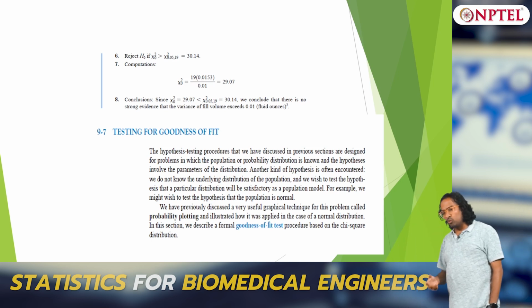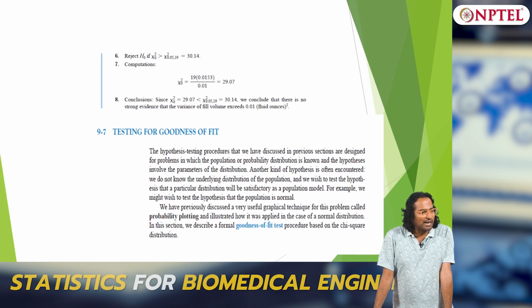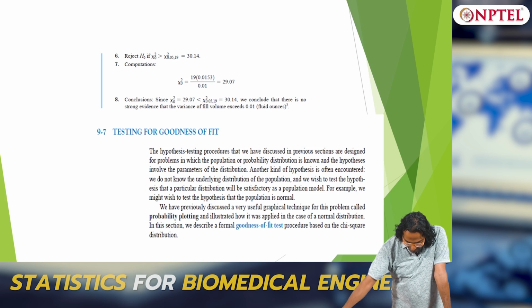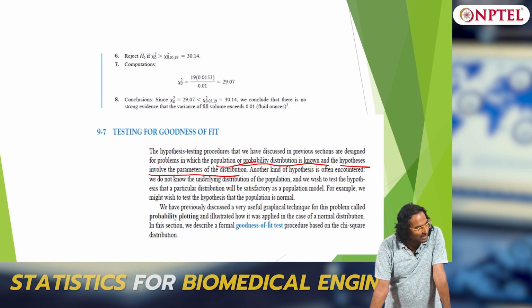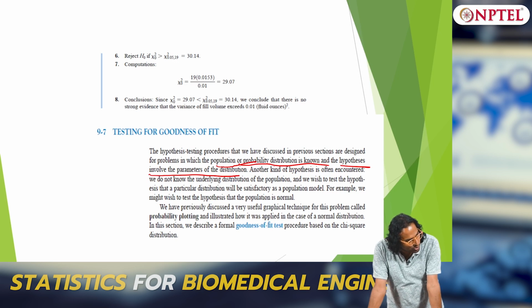That actually, two tests we will look at one by one. The first test is the test for underlying distribution. So far, what we have discussed is that the probability distribution is known, the population distribution is known, and the hypothesis involves the parameter of the population distribution. So you know the underlying population distribution or the sampling distribution, and then you are testing the parameters of the distribution. That is what we have been doing for both mean and variance.